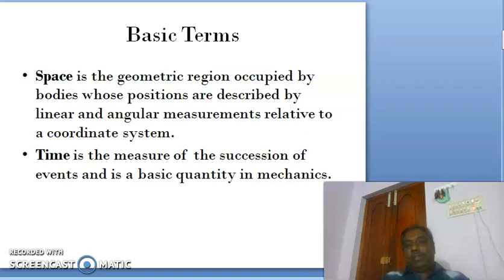So at first we see two very basic terms. The first one is space. Space is the geometric region occupied by bodies whose positions are described by linear and angular measurements relative to a coordinate system. The next one is time. Time is the measure of the succession of events and is a basic quantity in mechanics.